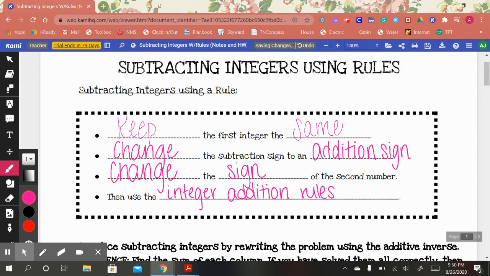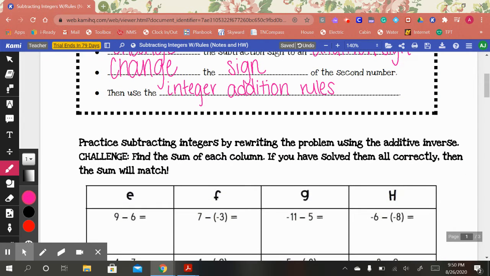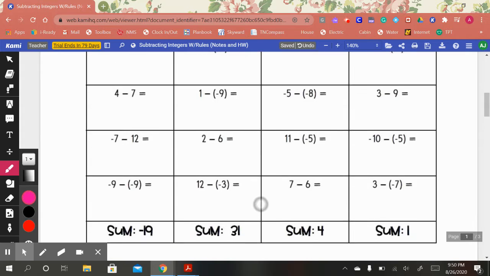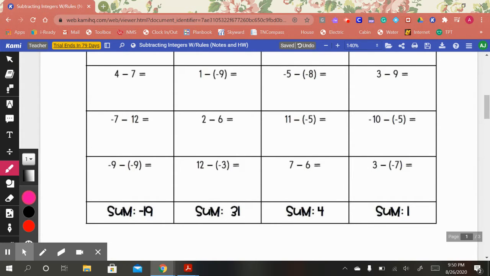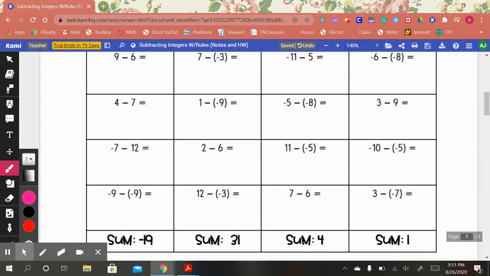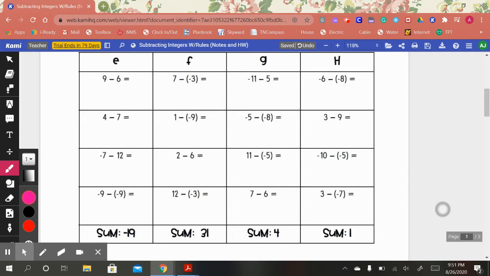Okay, friends, let's look at the examples. We're going to practice subtracting integers by rewriting the problem using the additive inverse. The challenge, we're going to find the sum of each column. If you have solved them correctly, then the sum will match. So we have columns E, F, G, and H. When we solve all of these, our sum for E should be negative 19. Our sum for F should be positive 31. And our sum for G should be 4, and our sum for H should be 1.